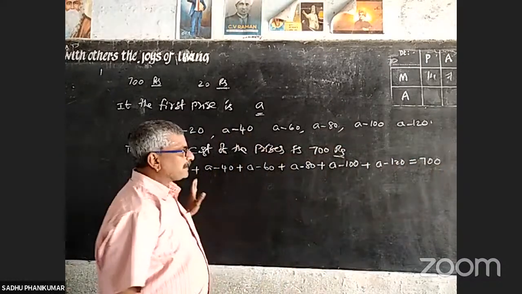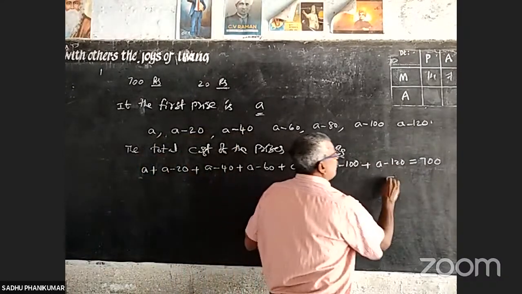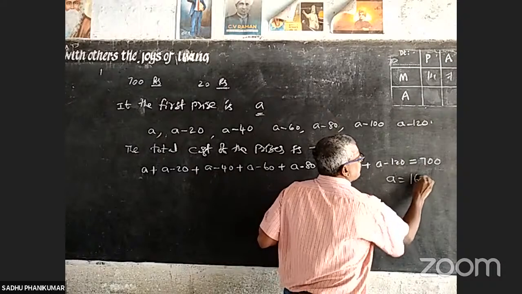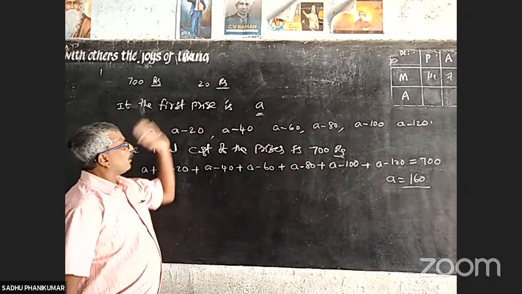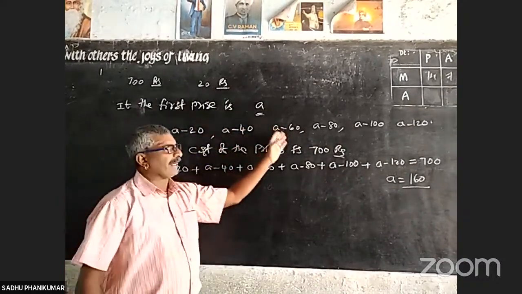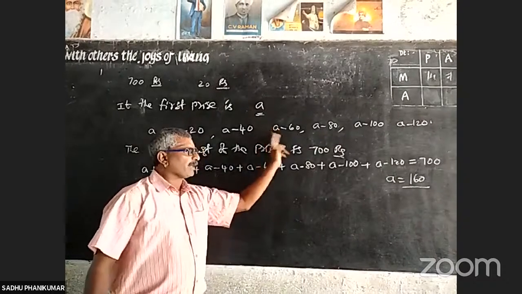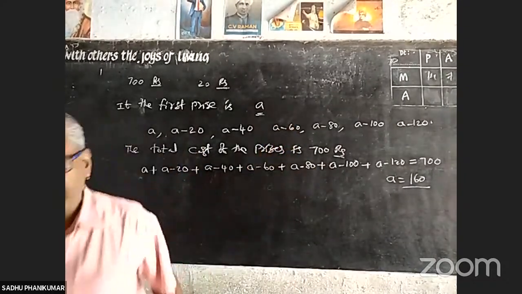By simplifying that, you get the value of A as 160 rupees. So 160, 140, 120, and like that you will get all of the values of the prizes.